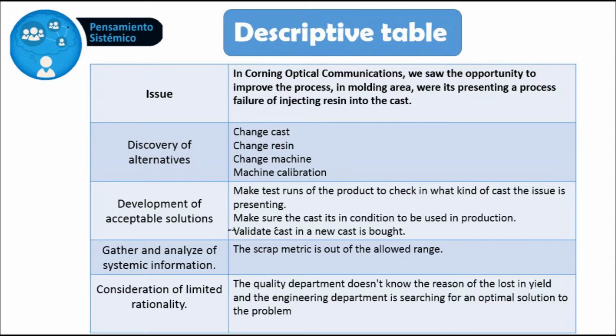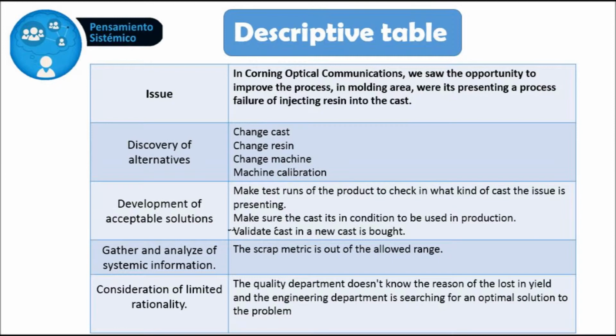Descriptive table. The issue is that in Corning Optical Communications we saw the opportunity to improve the process in the molding area, where it's presenting a process failure of injecting resin into the cast. The discovery of alternatives: change the cast, change resin, change machine calibration.